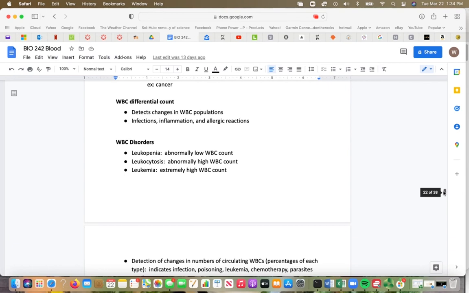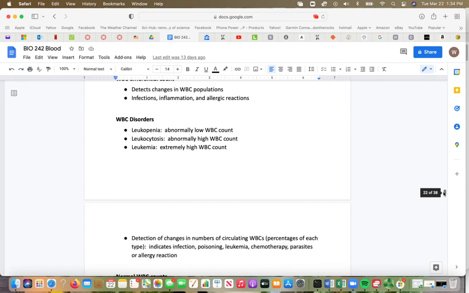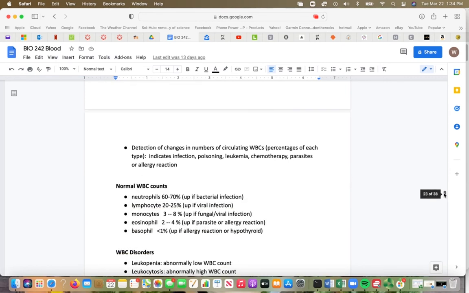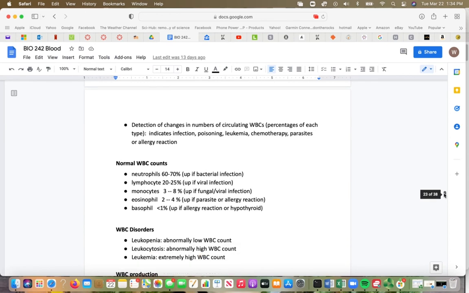So we do have some white blood cell disorders. Leukopenia is an abnormally low white blood cell count. Leukocytosis is when it's high. With leukemia, it's going to be a high white blood cell count. It's a blood cancer, a white blood cell cancer. So the differential helps you detect the changes in these numbers and determine: is there an infection, poisoning, leukemia, chemotherapy going on, parasite infection, or allergic reactions.